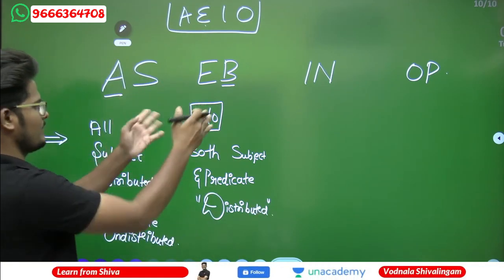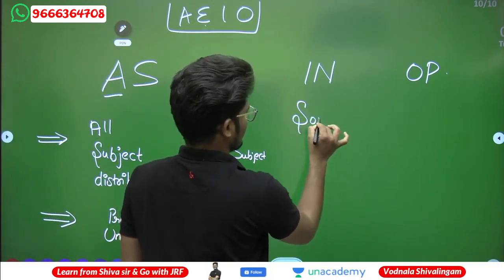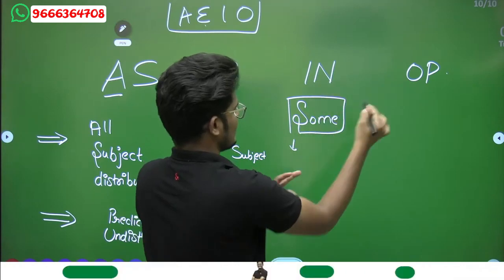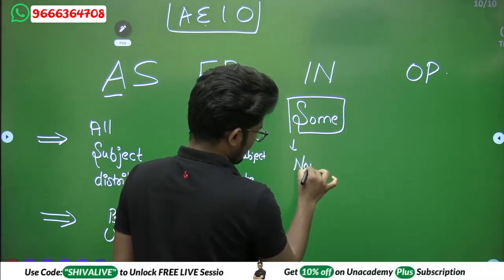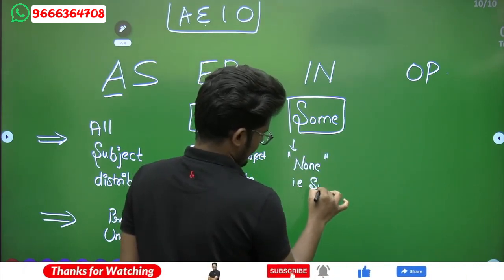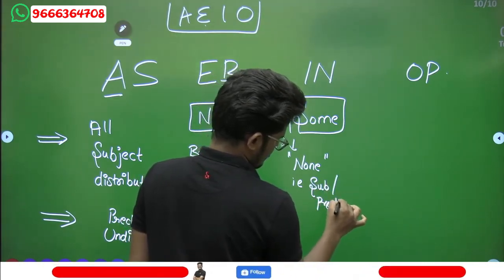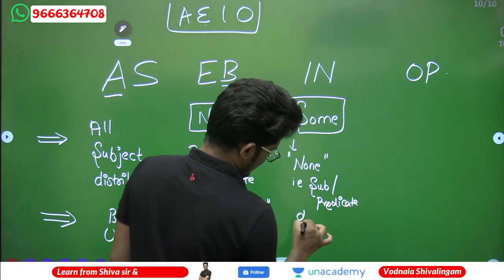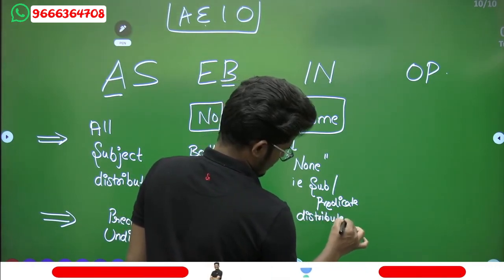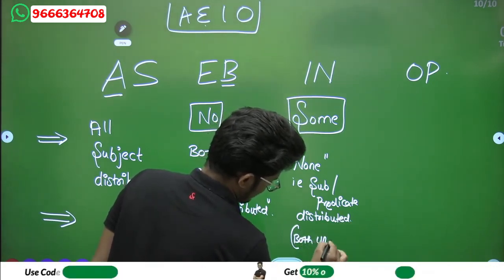A is subject distributed, E is both. And I is the some, particular affirmative statement. This some will be none, that is, neither subject nor predicate. None will be distributed, which means both are undistributed.